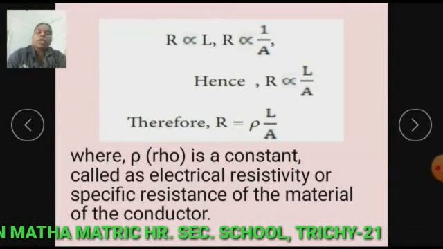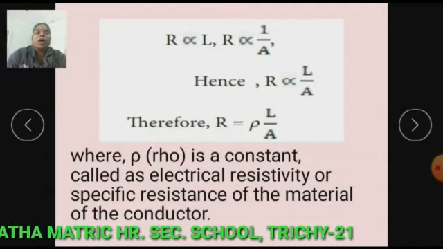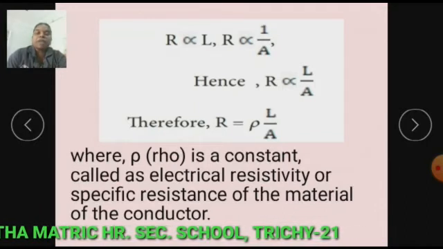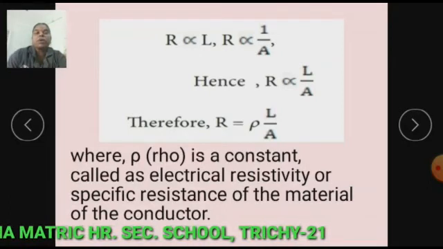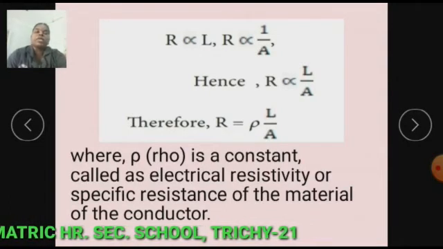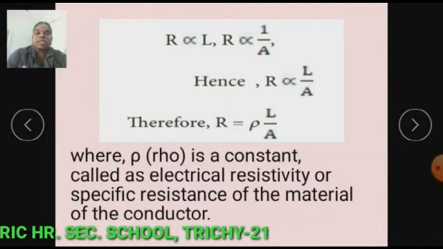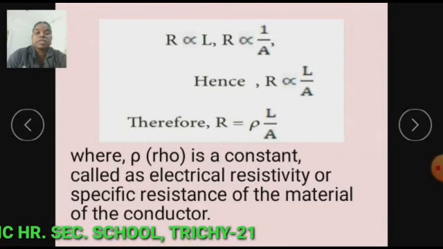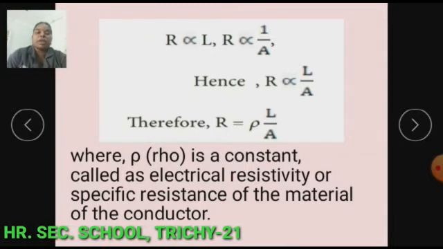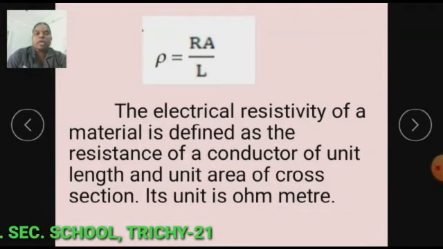Now we introduce the proportionality constant rho. Therefore, resistance of the conductor equals rho into L by A, where rho is a constant which is called as electrical resistivity or specific resistance of the material of the conductor. Rho equals RA by L.